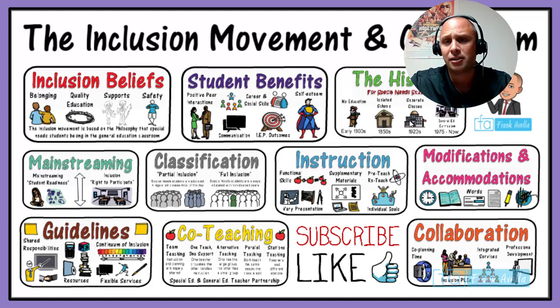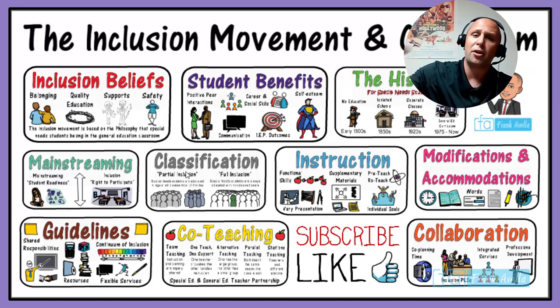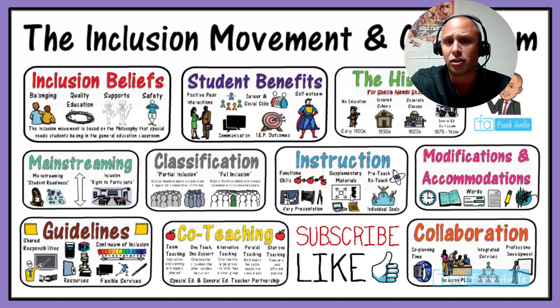If you take a look at the history here, we've come a long way with the inclusion movement. Years ago, special needs students didn't have any education, and look how far we've come. And mainstreaming is about special needs students being ready to enter the general education classroom. Just because a student is able to go into a general education classroom doesn't mean they should, because you don't want to put that student there and then maybe they fail. Maybe you want to do partial inclusion instead. Maybe start slow. Put the student in maybe one or two general education classrooms, and then build from there.